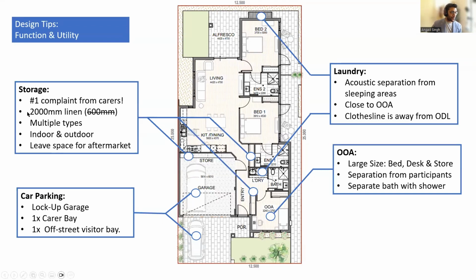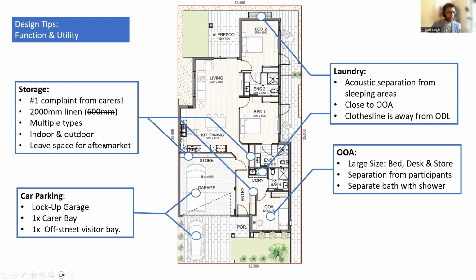So the storage requirement, I think, needs to be tripled or maybe even quadrupled, and also having a number of different types of storage. So in the garage, for example, you might have some shelves, you might have some linen cupboards, you might have some private storage in the bathrooms. You know, it's about creating the space so that people can use it.